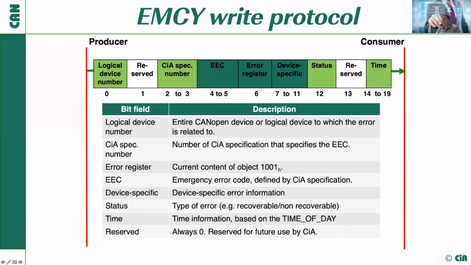And let's briefly rush through these services. We see here the emergency write protocol. And in this dark green, we see the content of the old-fashioned emergency write service as we have it in CANopen. But the information provided by this emergency write service has now been enriched, for example, by a timestamp, by a status about this error, and by some location information about where in the device this error occurred, if I have a very complex device with several logical devices, or which kind of CA specification specifies this error. So I can now provide more detailed error information.